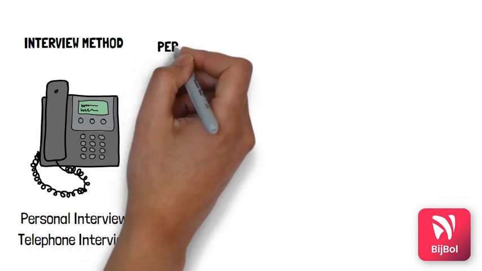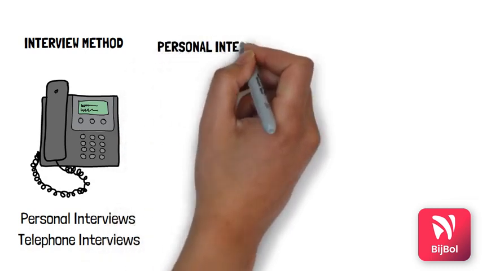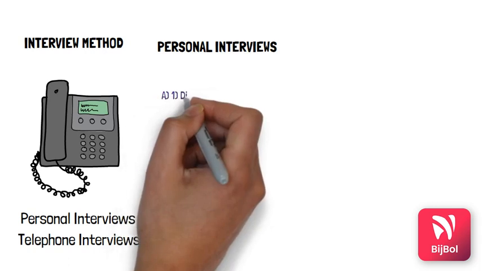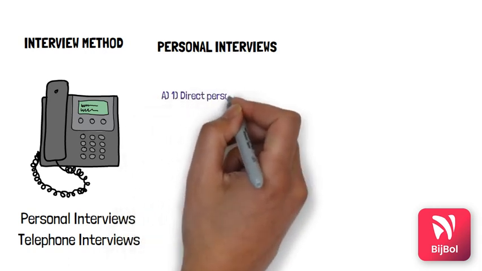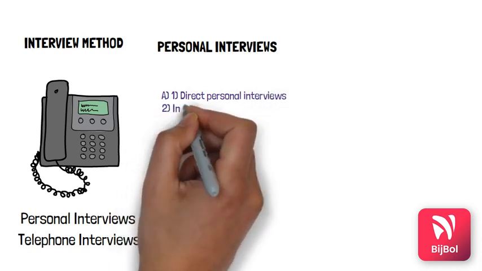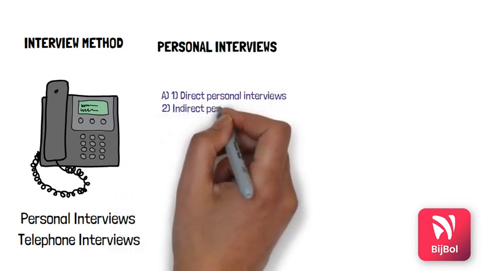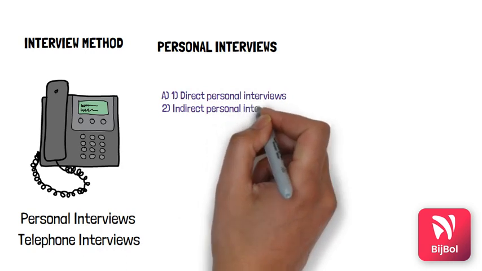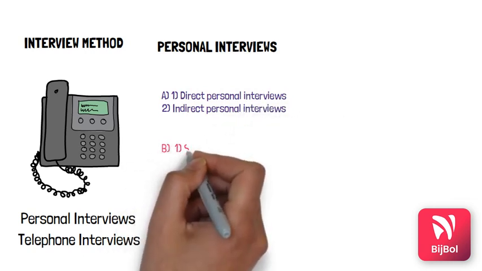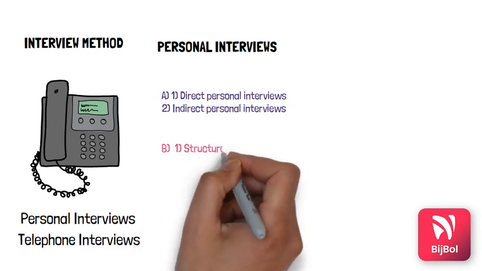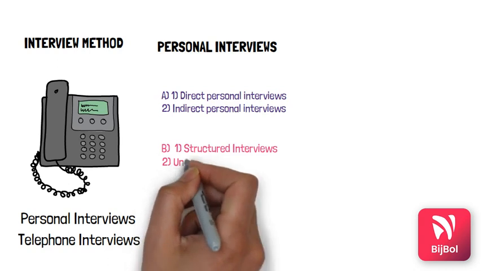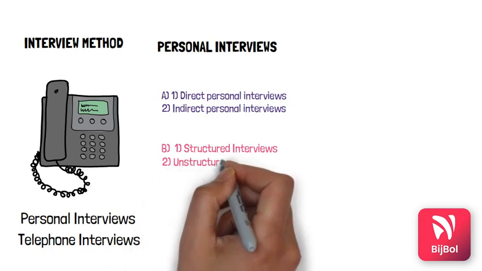This personal interview can again be of different types. The first one is the direct personal interview, that is direct face to face, where you take the interview from the person. It can even be an indirect personal interview, where you do not do it in a direct face-to-face manner. The next one is the structured interview, where you ask questions based on previously drafted questions, and the next one is the unstructured interview. Here the questions are based upon the previous questions.